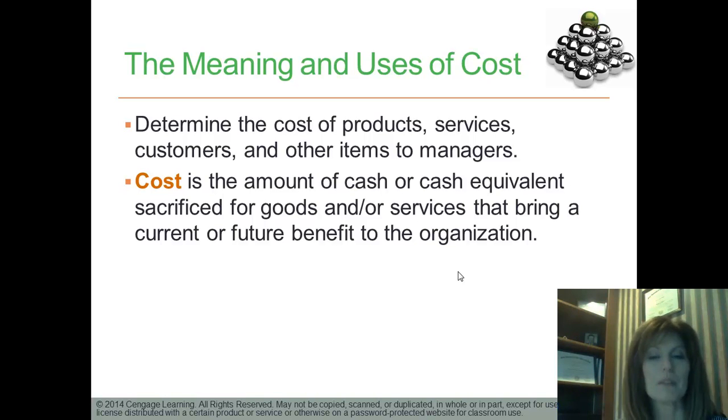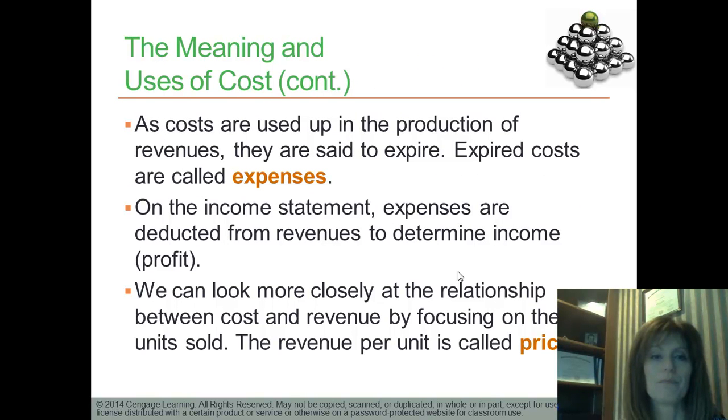So, seems simple enough, but remember that cost does not always have to be money. We can measure cost sometimes in terms of time, we can do barters for things, so that's how we're going to use the cost term. The meanings and uses of cost. Costs are considered to expire. So expired costs are called expenses.